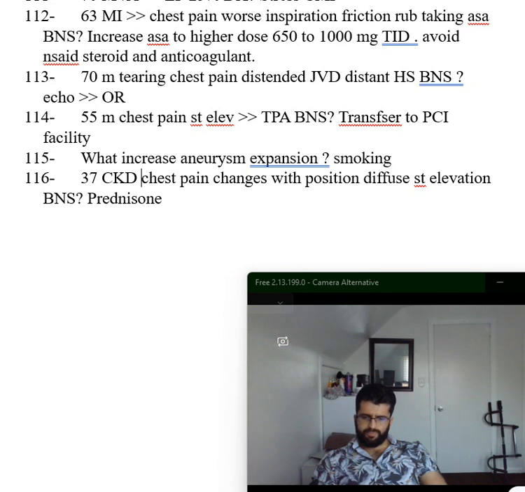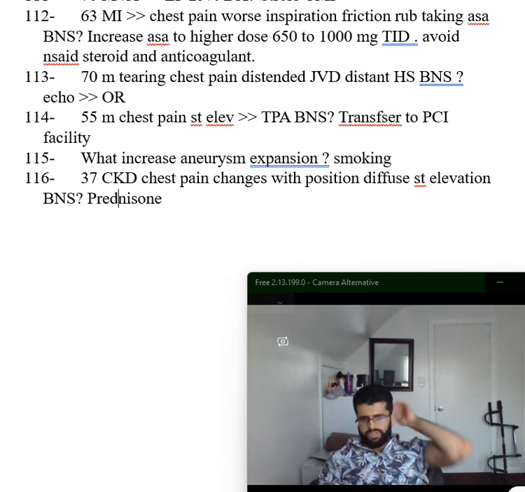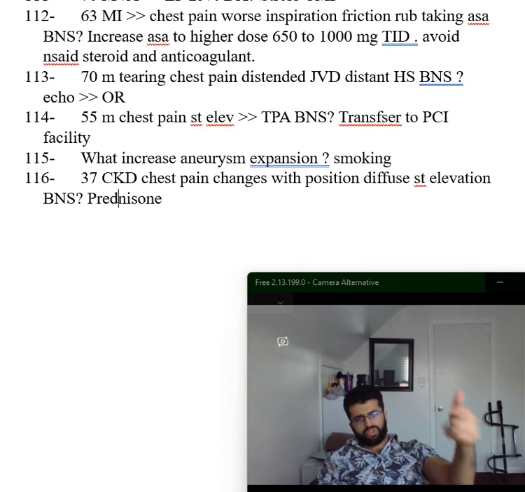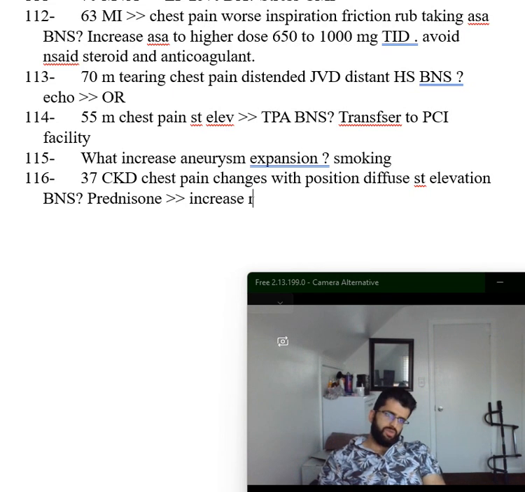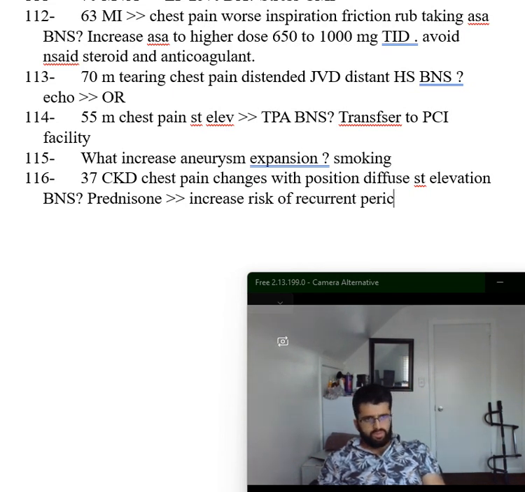So prednisone only in refractory cases, like somebody who failed NSAID and colchicine, or has a contraindication, because prednisone is associated with a high risk of recurrent pericarditis. So this is something to keep in mind.